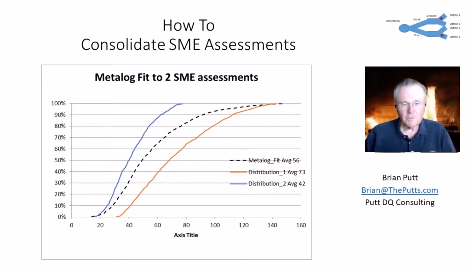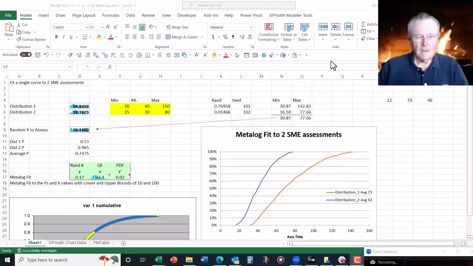But let's assume you're not going to do that and that you're just going to take the two assessments and want to combine them in some way. So let's assume that you have two assessments, a distribution 1 and a distribution 2. They're both triangular. Now, I recognize you may not get full distributions like this, but the process I'm going to talk about for combining them would apply in all cases.